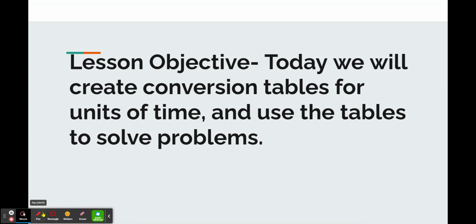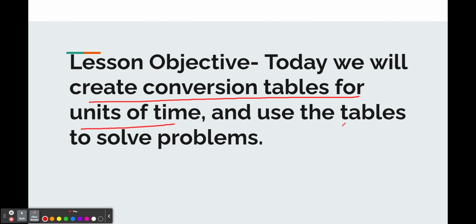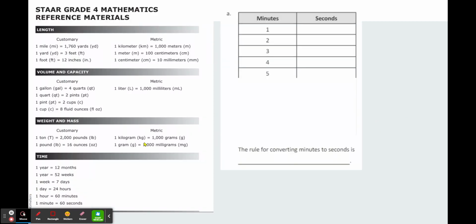Let's take a look at today's lesson objective. So today we will create conversion tables for units of time and use tables to solve problems. All right, so let's go ahead and take a look at what we need to do today.